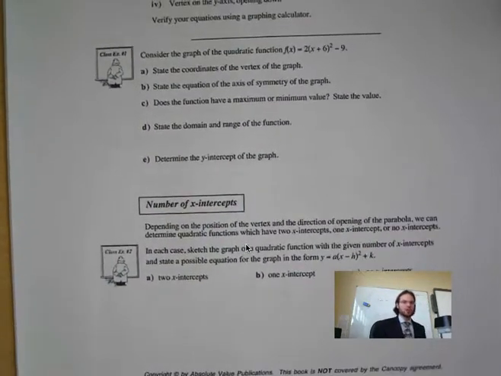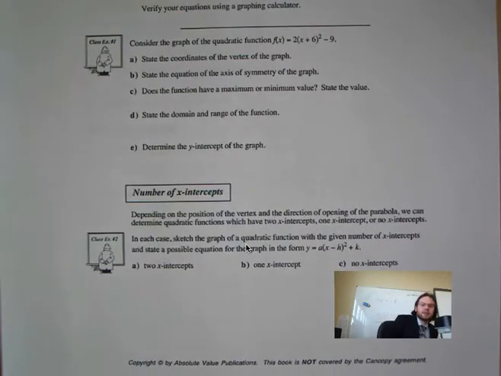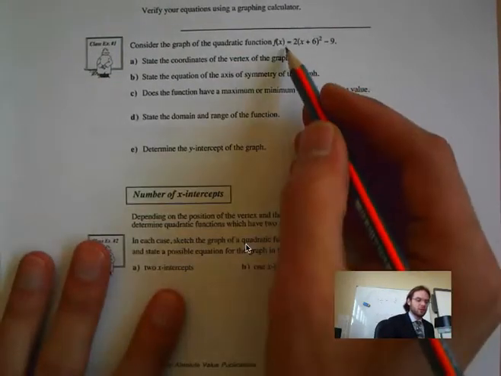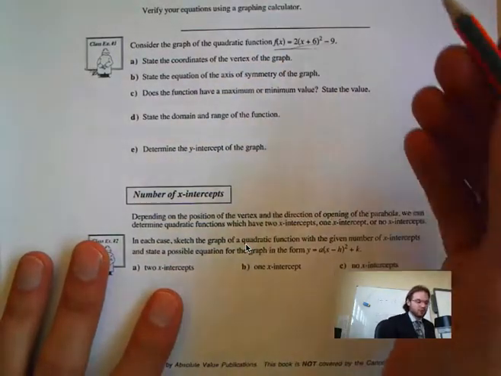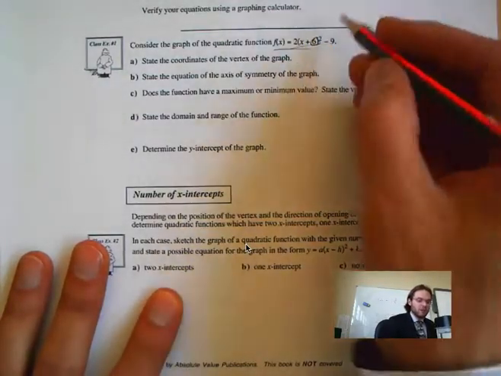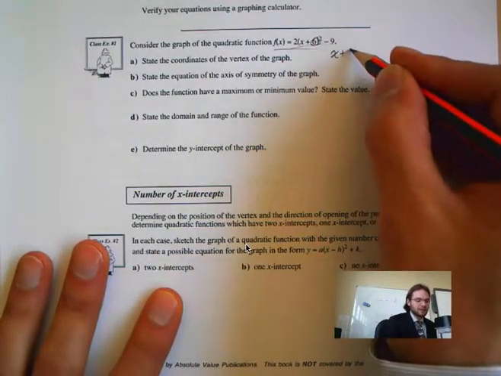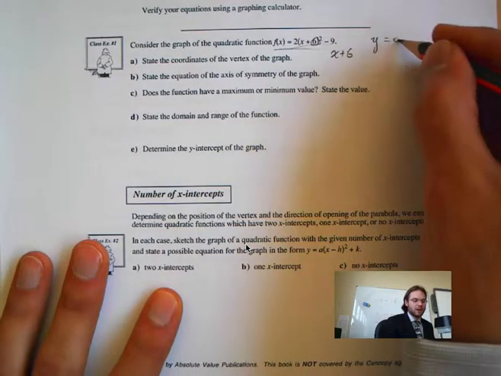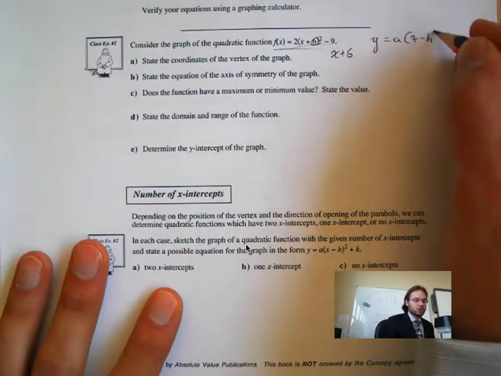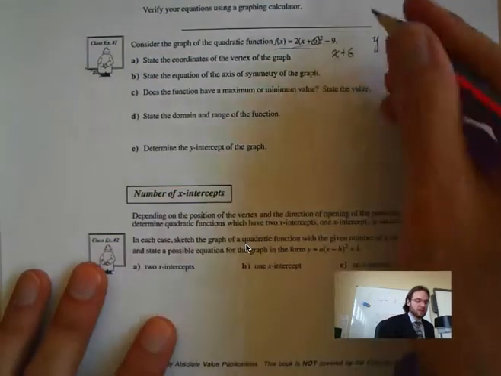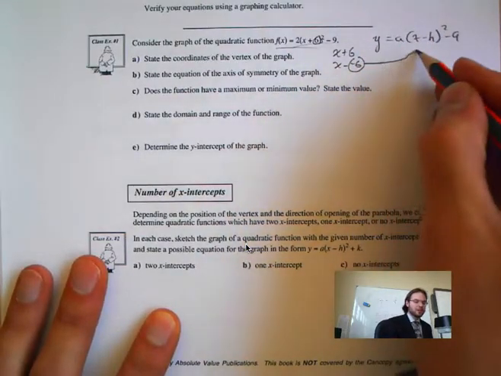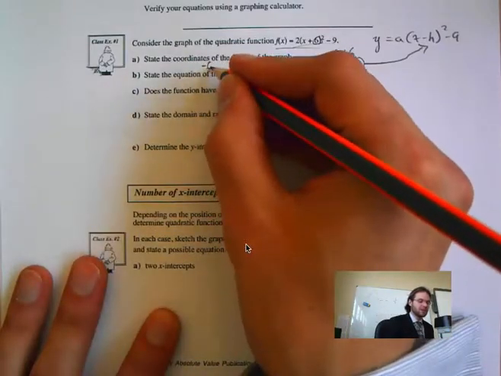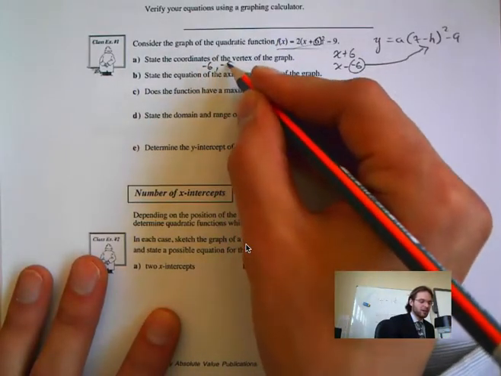So here we go. Question number 1. It says, state the coordinates of the vertex of the graph given this equation. As we take a look at this, we have x plus 6, and my formula is y is equal to a(x minus h) squared minus 9. Well, I have plus 6, so that must be x minus negative 6. My h is equal to negative 6. So I have negative 6 for my vertex, comma, negative 9.